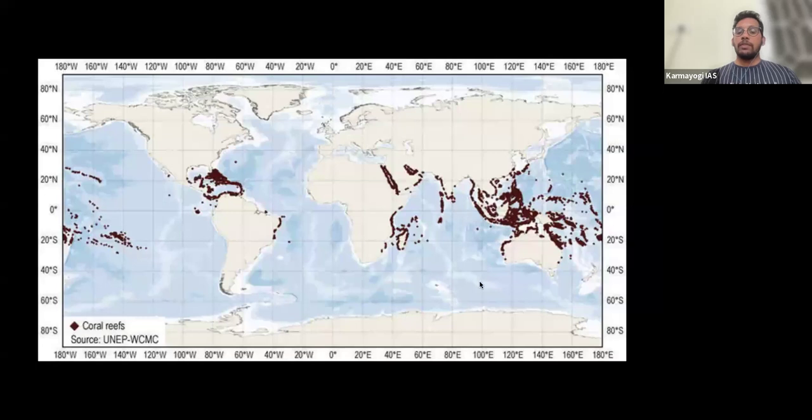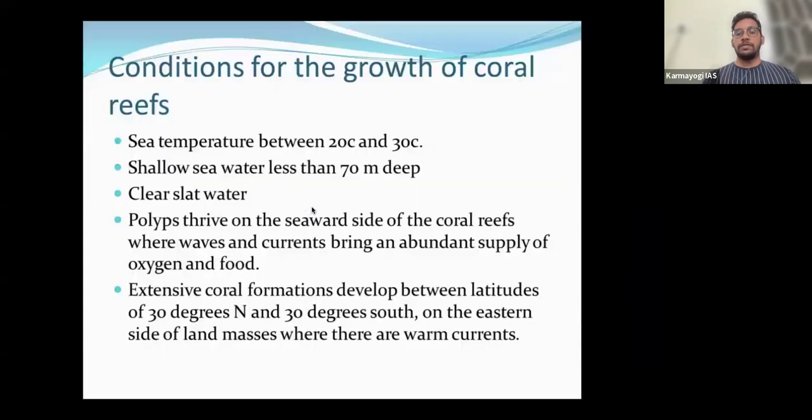Fine. Now, if you see the world level, most of the corals live in the tropical regions because they require temperatures not above a certain level and not below a certain level. So only in the tropical and certain parts of temperate regions are they present, right? So this is the world distribution of coral reefs. Now, what are the conditions? Why are they present only in the tropical regions? Because they require a temperature of 20 to 30 degrees, which prevails continuously throughout the year in the tropical regions.